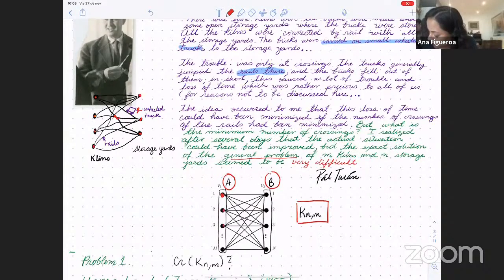A has M vertices, B has N vertices. Between every pair of vertices in A, there is no edge. Also between every pair of vertices in B, there is no edge. But you have every edge from a vertex of A to a vertex of B. That's a bipartite complete graph.